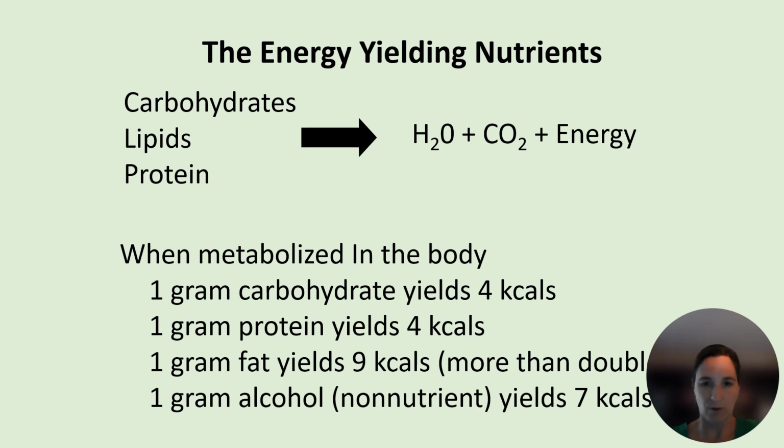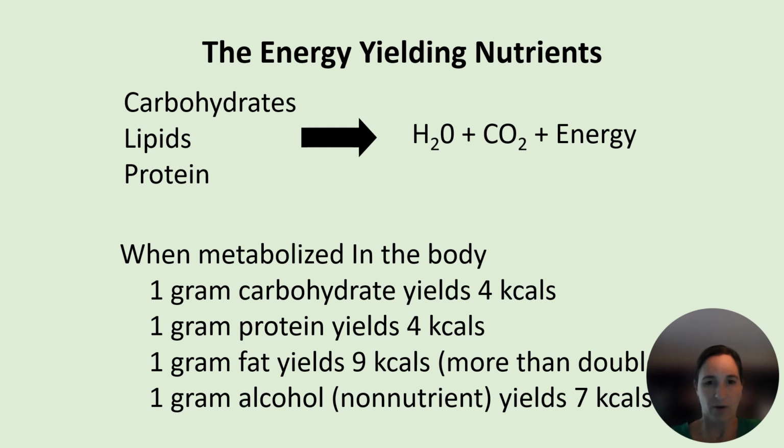So we know that 1 gram of carbohydrates yields 4 kilocalories. 1 gram of protein can yield 4 kilocalories. So proteins and carbohydrates have that same value. 1 gram yields 4 kilocalories. A gram of fat actually yields a lot more, so more than double, 9 kilocalories. A gram of alcohol, if it's present in a food or drink, can yield 7 kilocalories per gram.